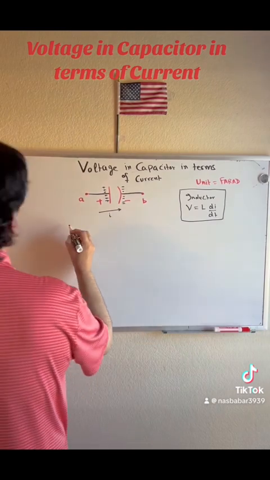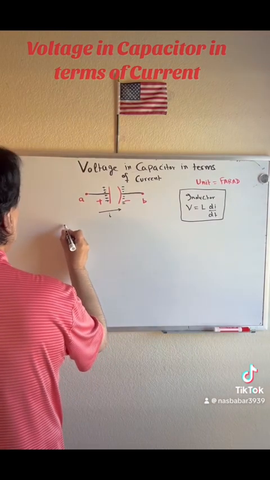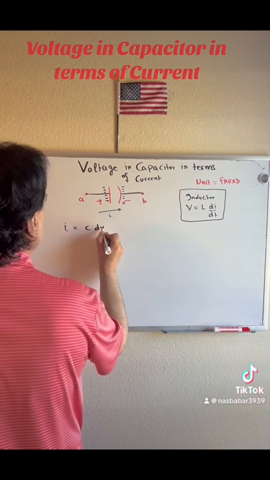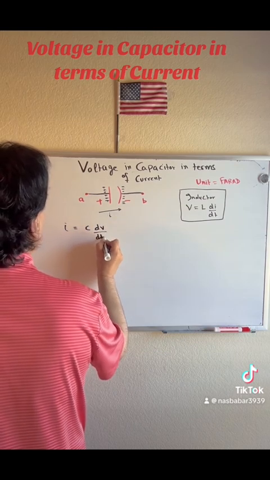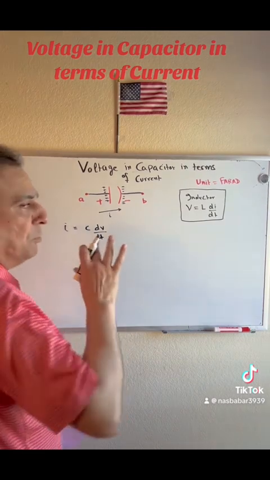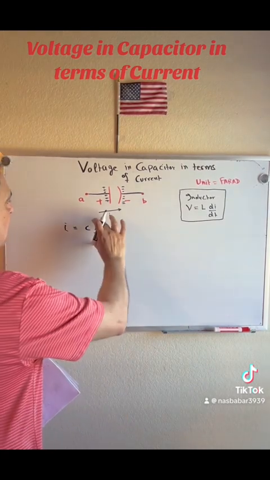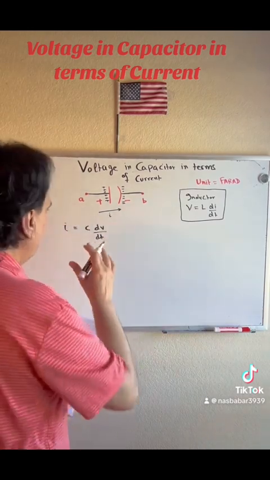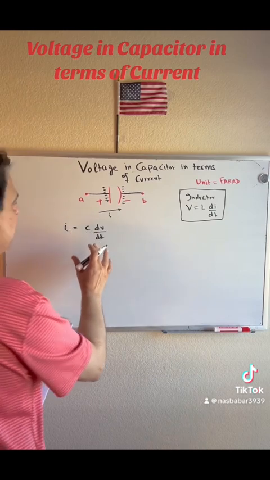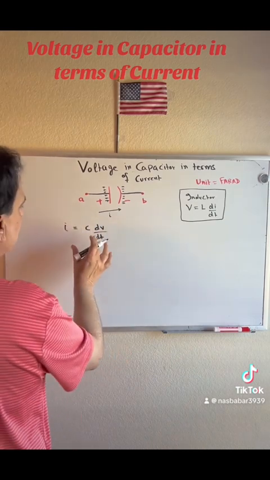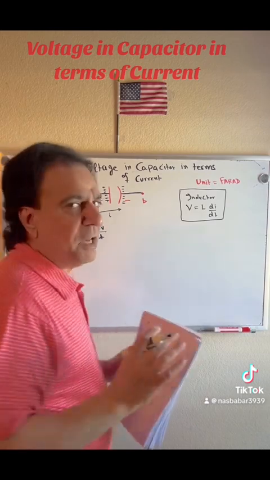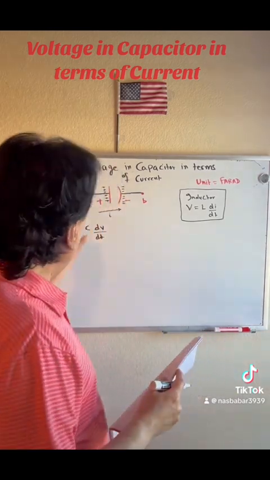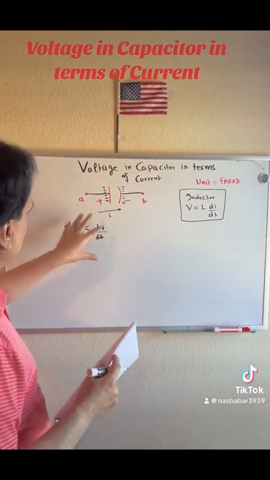Now, in case of a capacitor, what we have is current is equal to C dV over dt. Okay. So in this case, the more current you have, the more voltage you have. So keep that in mind. We need to rearrange this equation and find the voltage, which I plan on doing in my next lecture. So for now, just keep this equation in your mind.